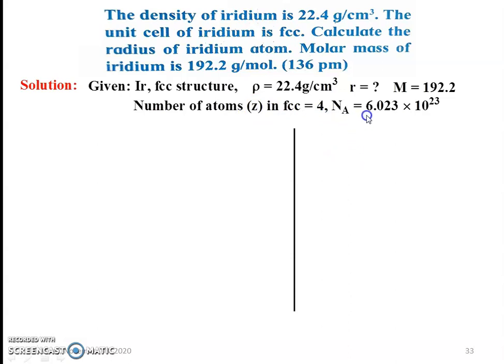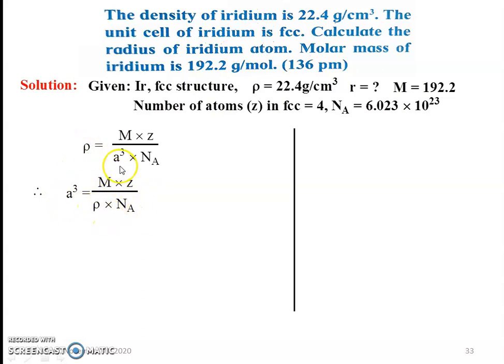The Avogadro number Na is 6.023 into 10 raised to 23. Now we know the formula: rho, that is density, is equal to M into Z upon a cube Na. So here, rearrange the equation for a cube, that is the volume of the unit cell. So a cube is equal to M into Z upon rho Na.